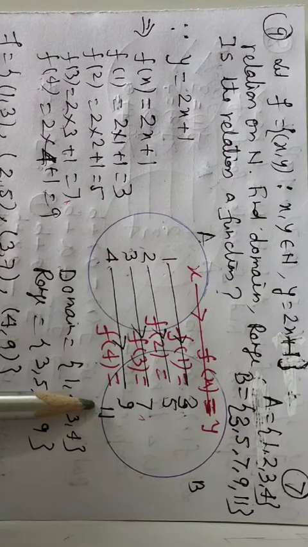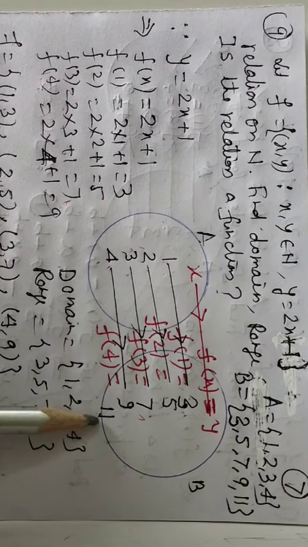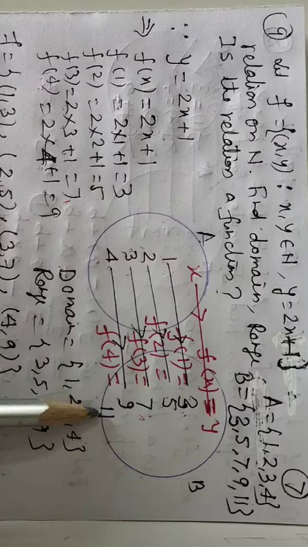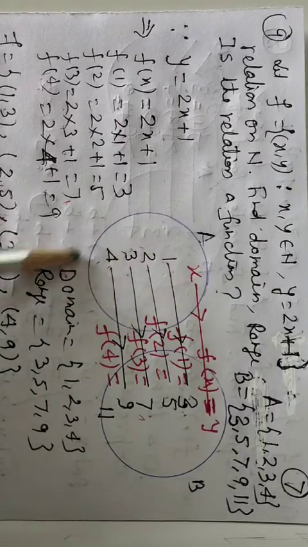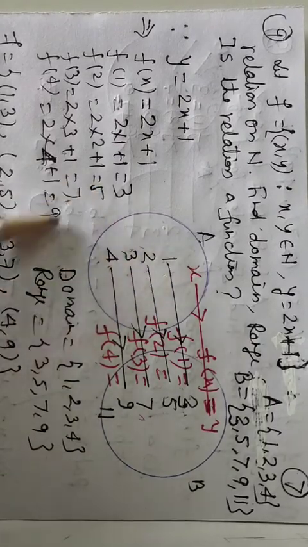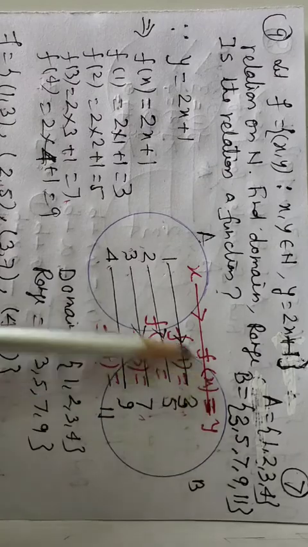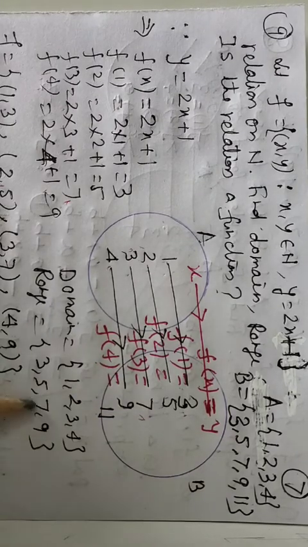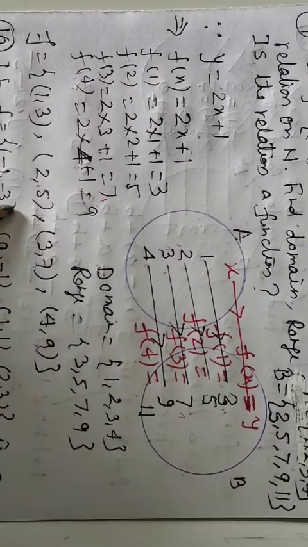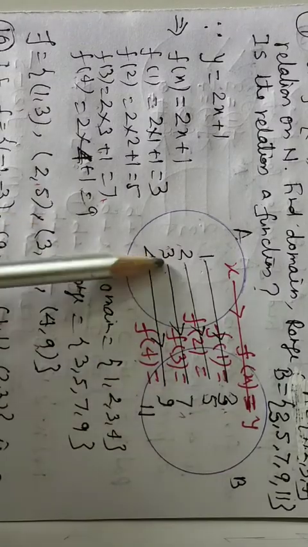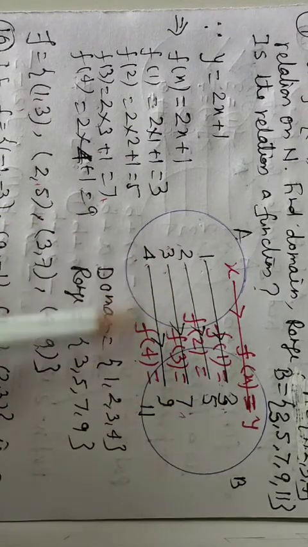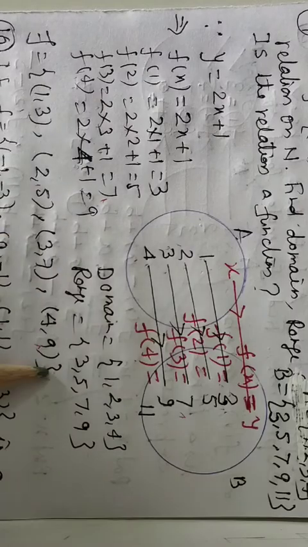11 is an image without a pre-image, no problem. Now the domain is 1, 2, 3, 4, the used elements of the first set. Range is the used elements of the second set. So I have written this. Now the function is (1, 3), (2, 5), (3, 7), (4, 9).